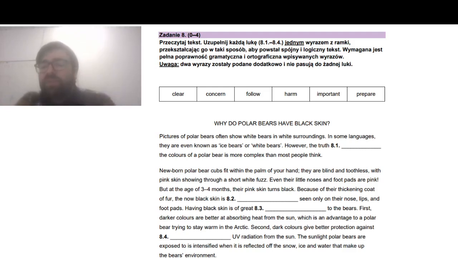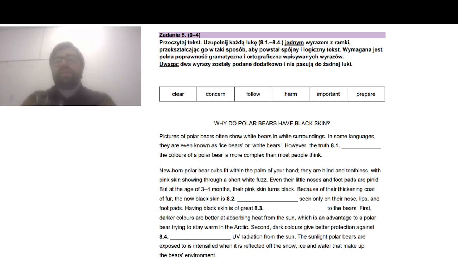And again, if you couldn't decide which one to write, you could skip it and move on later. Newborn polar bear cubs fit within the palm of your hand. They are blind and toothless with pink skin showing through short white fuzz. Even the little noses and footpads are pink, but at the age of 3-4 months, their pink skin turns black because of their thickening coat of fur. Now, black skin is something seen only on their nose, lips, and footpads, right? And having black skin is great.